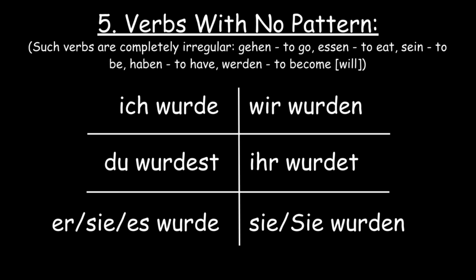Werden will look like this. Ich wurde, du wurdest, sie es wurde. Wir wurden, ihr wurdet, sie wurden. Overall, that's how irregular verbs get conjugated in the German Präteritum, yet more concepts need to be known.